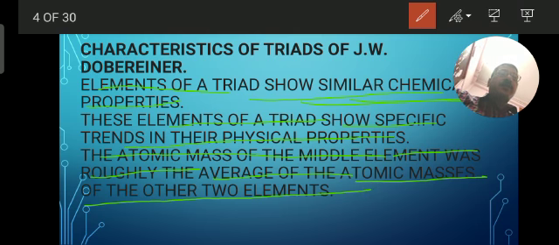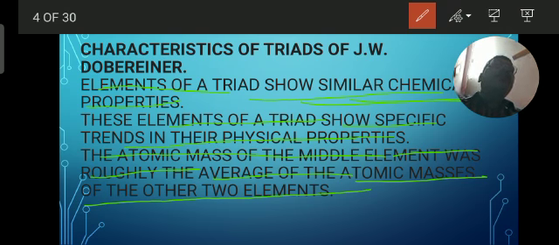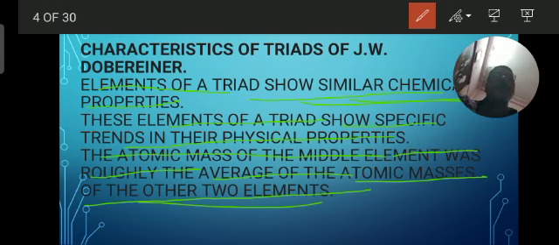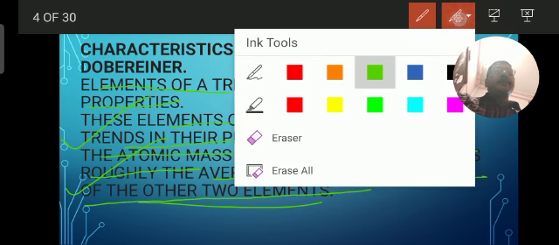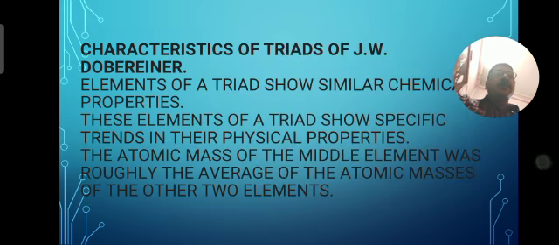As I told you, for lithium and potassium, we took 6.9 and another was 39. When we find the average, how much was it coming? 23. So that was the average of the two elements' atomic masses, and we were able to find the mass of the middle element of the triad. This is the characteristic given here. It is required to understand the concept of the Dobereiner triads. Now come to the next point.